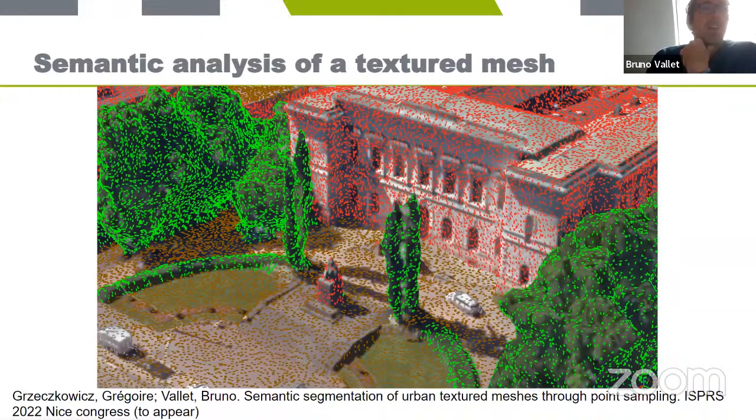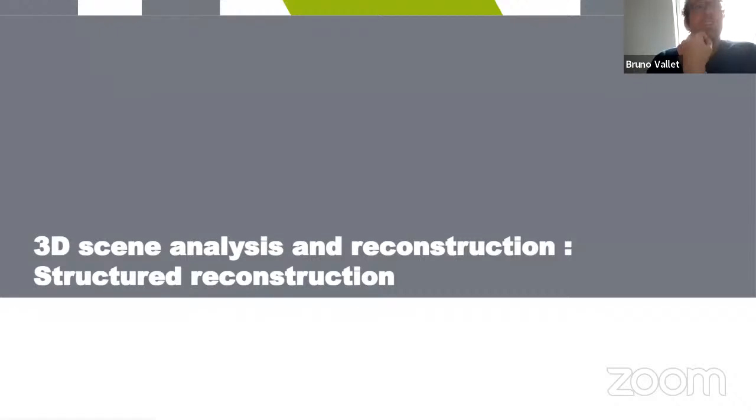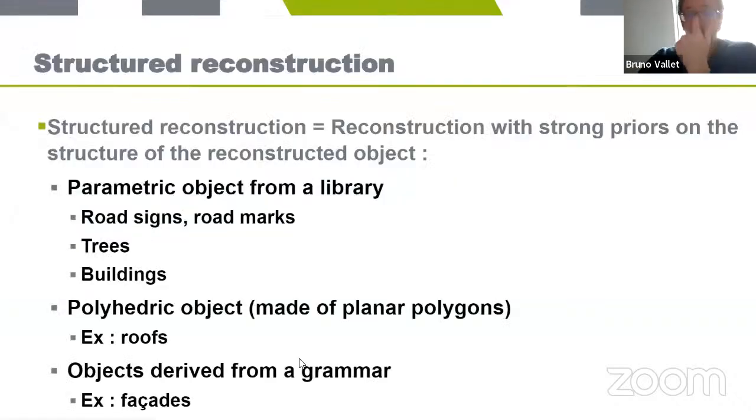Finally, I'm going to talk a little bit about structured reconstruction. So what is structured reconstruction? Once you have geometry and you have semantics, you haven't done everything for 3D city modeling.